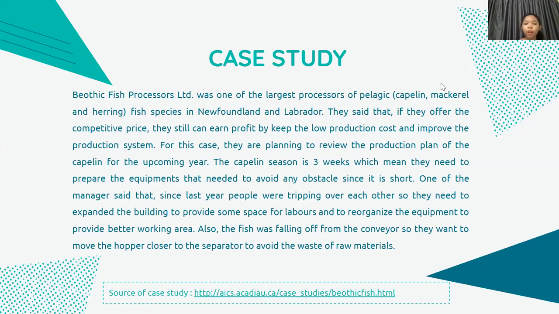One of the managers said that since last year, people were tripping over each other, so they need to expand the building to provide more space for the labor and reorganize the equipment to provide a better working area. Also, another manager mentioned that last year the fish was falling out of the conveyor, so they want to move the hopper closer to the separator to avoid the waste of raw material. Next slide.